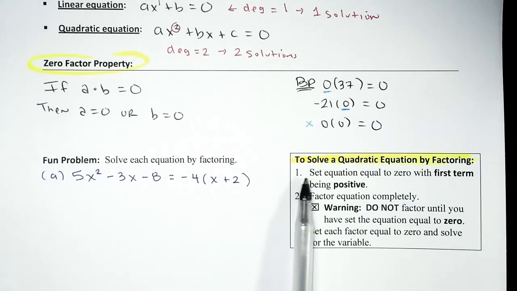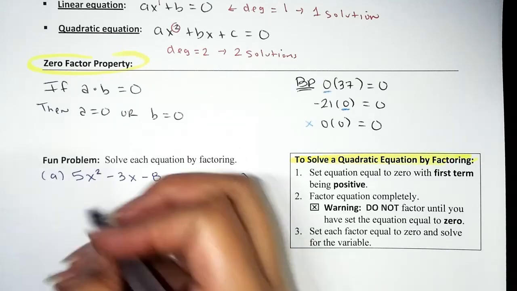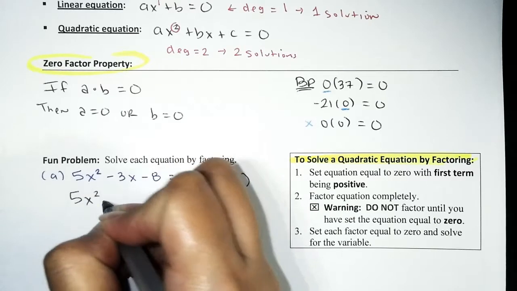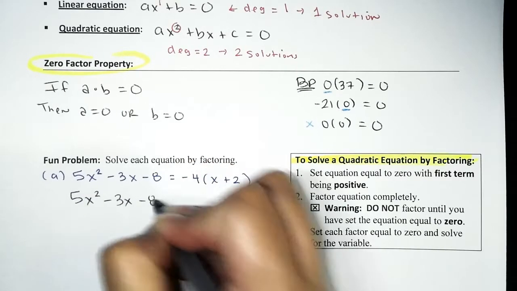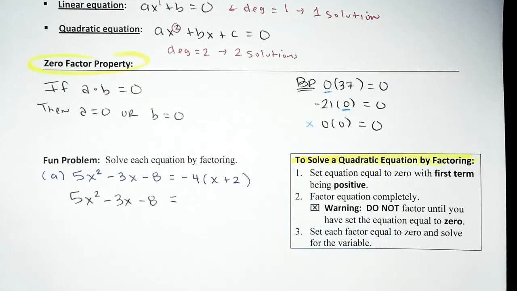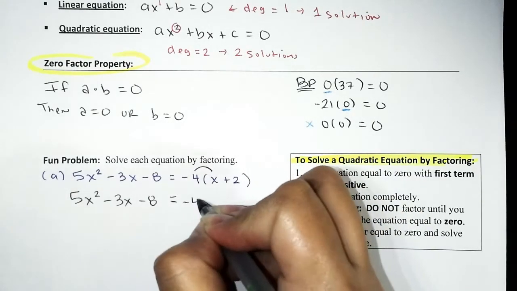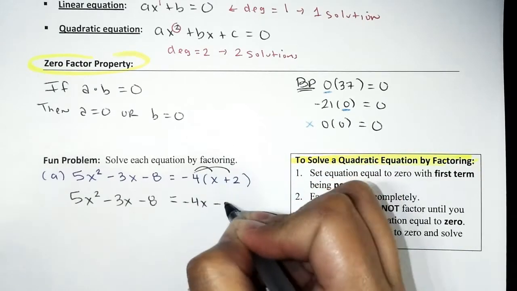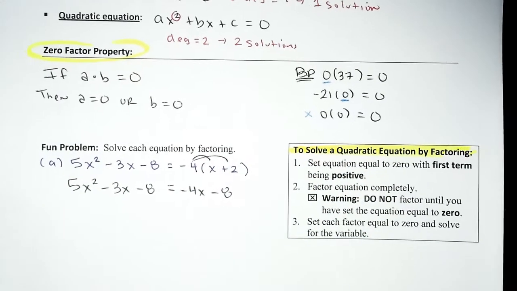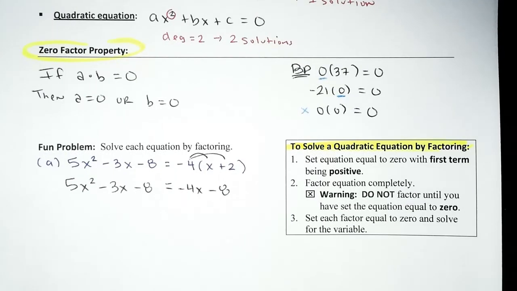First things first, we want to write the equation in standard form. It says set the equation equal to 0 with the first term being positive. So step number 1, write it in standard form. Let's go ahead and make sure each side is simplified. That will help us determine what we are moving. The left side, there is nothing to simplify. On the right side, we got this. When we distribute the -4, the first term gives us -4x. -4 times the second term gives us -8. Fantastic.